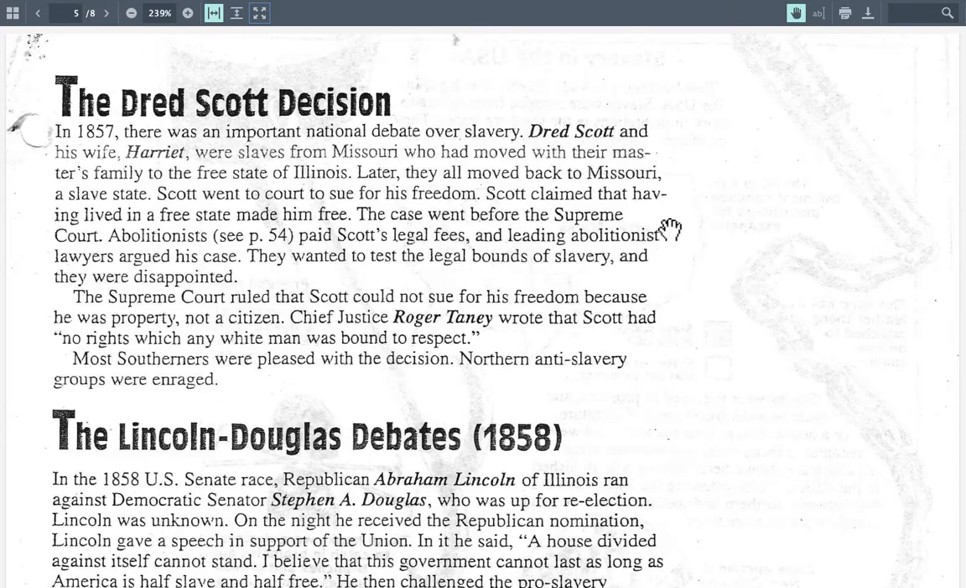The case went before the Supreme Court. Abolitionists paid Scott's legal fees, and leading abolitionist lawyers argued his case. They wanted to test the legal bounds of slavery, and they were disappointed. The Supreme Court ruled that Scott could not sue for his freedom because he was property, not a citizen. Chief Justice of the Supreme Court, Roger Taney, wrote that Scott had no rights which any white man was bound to respect.